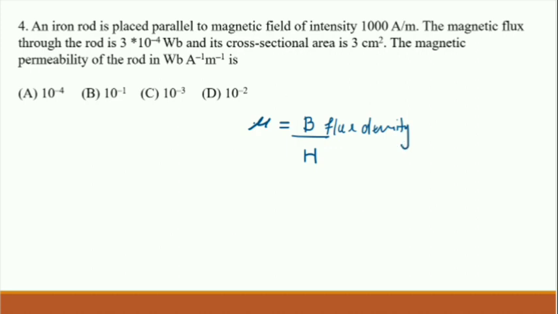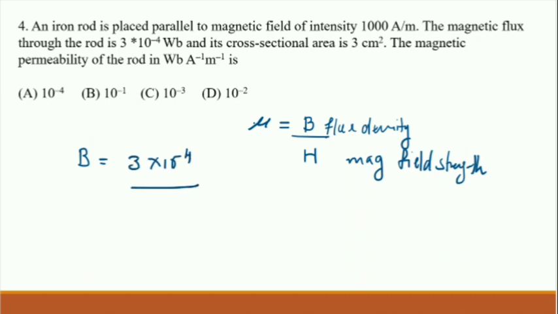H is the magnetic field strength. So the equation is mu equal to B by H. So we have to find the value of B. B is equal to 3 into 10 raised to minus 4 Wb divided by 3 into 10 raised to minus 4 meter square, the cross-sectional area. That will give you the value 1.